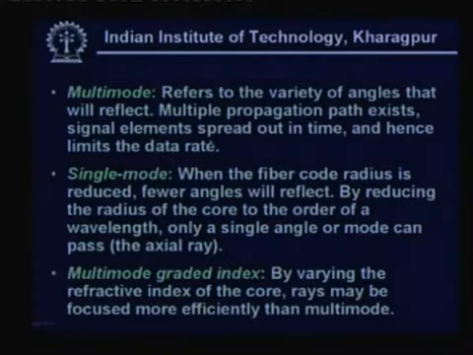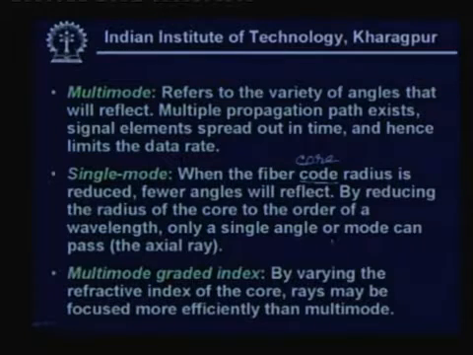So that problem is overcome by using single mode, particularly when the diameter of the core is reduced. Here is a mistake: this is actually core radius is reduced, fewer angles will reflect. By reducing the radius of the core to the order of a wavelength, say 7 nanometer, 10 nanometer, we may assume that only one ray is passing from source to destination. So only a single angle or mode passes through the optical fiber, and that's why it is called monomode or single mode.